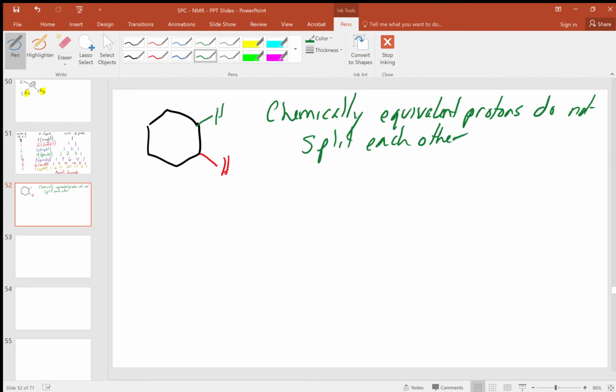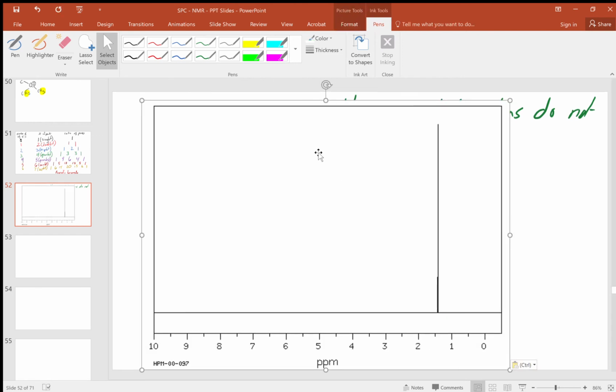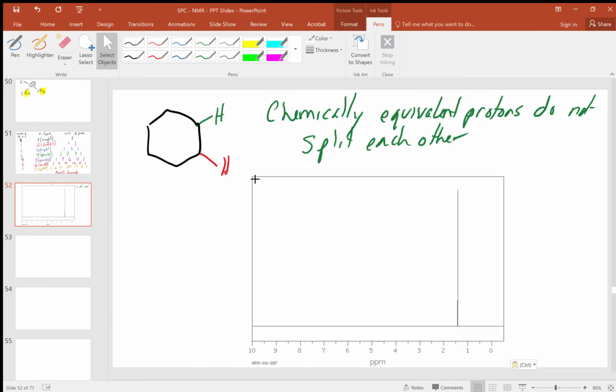So these 2 hydrogens that I've drawn in here, are they adjacent to each other? The answer is yes. Are they equivalent to each other? The answer to that is also yes. And so because they're equivalent to each other, they don't split each other. In the case of a molecule such as cyclohexane, all of the hydrogens are equivalent to each other, so there's no splitting at all. And as you can see from the spectrum here, cyclohexane gives us 1 peak, and it's a singlet.